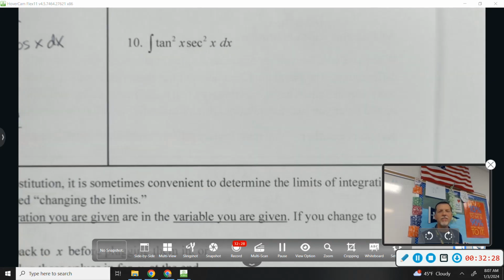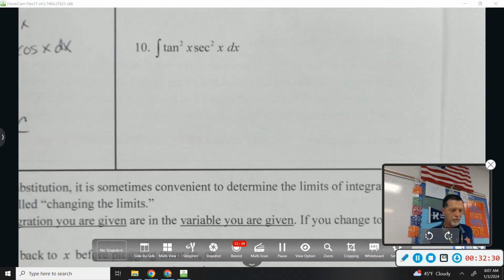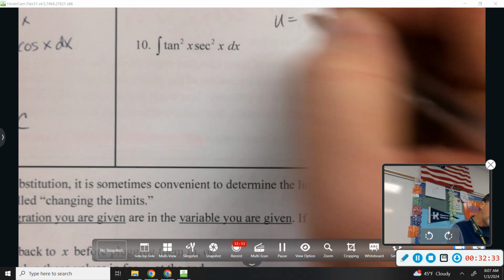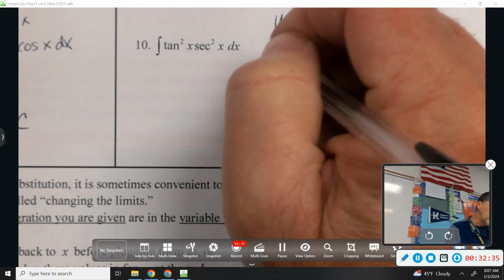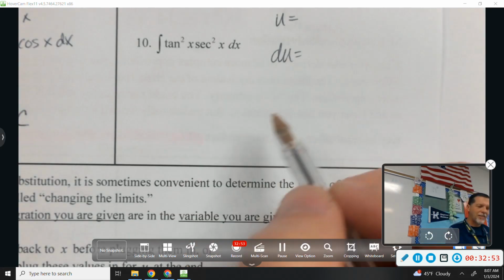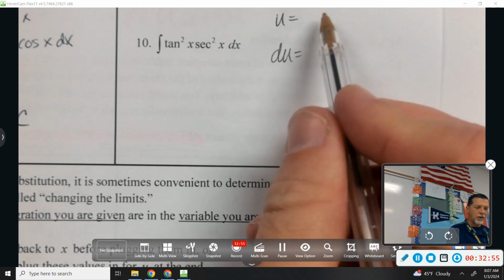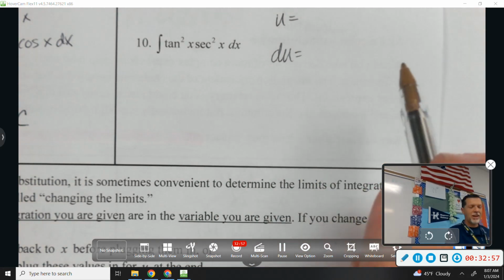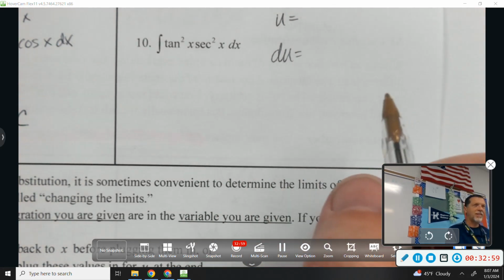Number 10, Tyler, I should call on you for this one. What do you want u to be so that du shows up? What could we let u be so that du shows up? So you said secant squared, but I don't want u to be secant squared because then the derivative of secant squared would be 2 times secant tangent. That'd be kind of a mess.